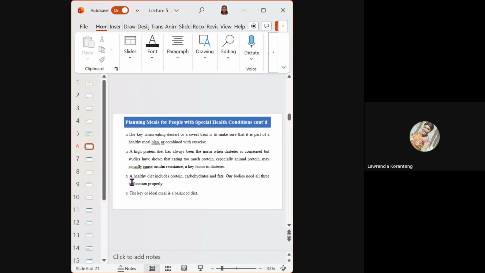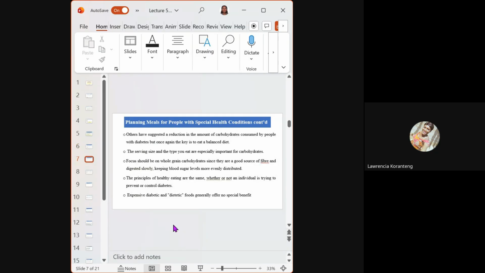So once we ask you to plan a meal for a diabetic person, with your knowledge in nutrition and health, I know you know it already. The serving size is very important for carbohydrates. You have to make sure that you are serving smaller portions, and then there is a reduction in the amount for them. Then you focus on whole grains and fiber that digest more slowly than any other thing.